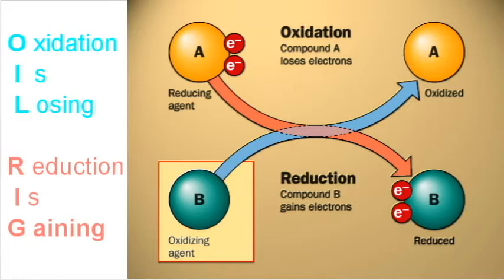Notice from this example that compound A, or species A, is being oxidized. Therefore, its electrons are being stripped or taken away. So oxidation is losing electrons. Compound B is being reduced and therefore is gaining electrons. Also, you must know species A is known as the reducing agent because it is giving the electrons to another compound. Compound B is known as the oxidizing agent because it is stripping another species of its electrons and therefore gaining electrons.